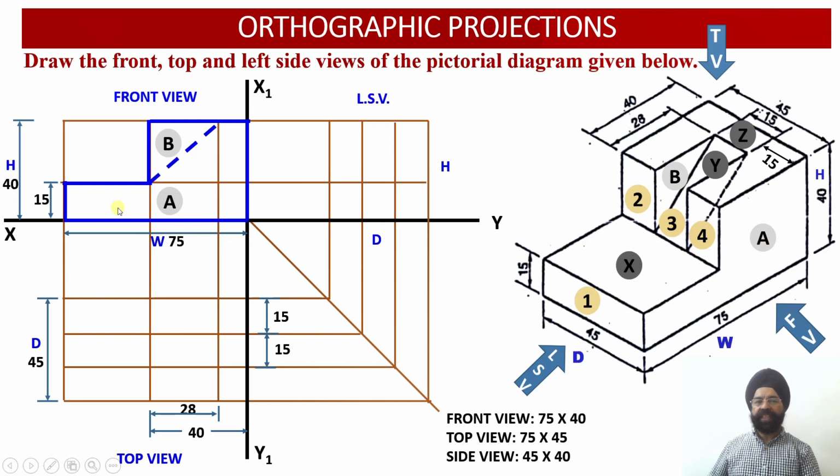And surface A as well as surface B, they will be true shapes because these two surfaces, surface A and surface B, happen to be parallel to the vertical plane.